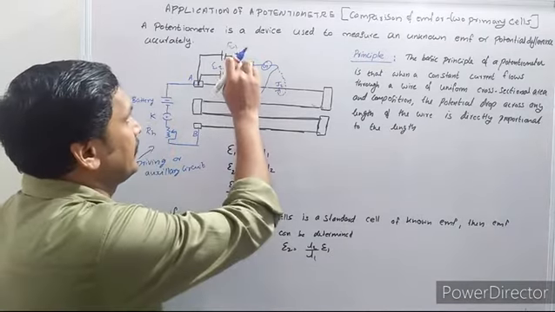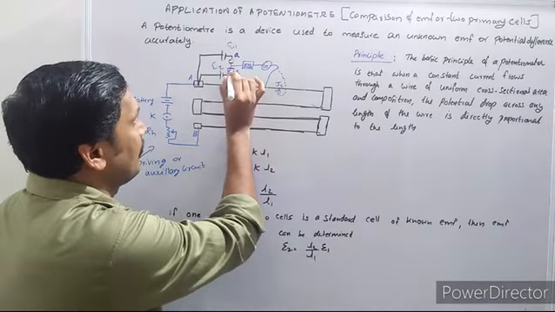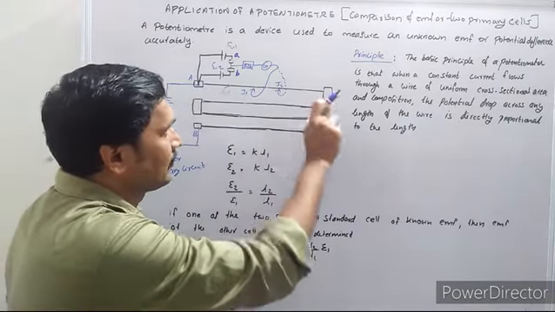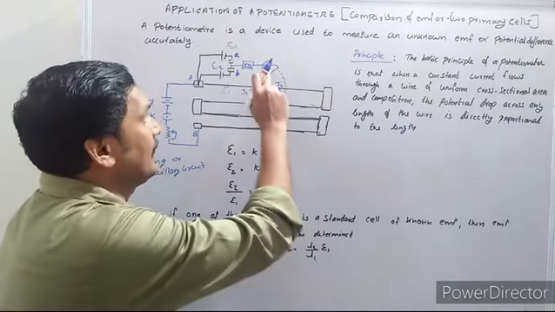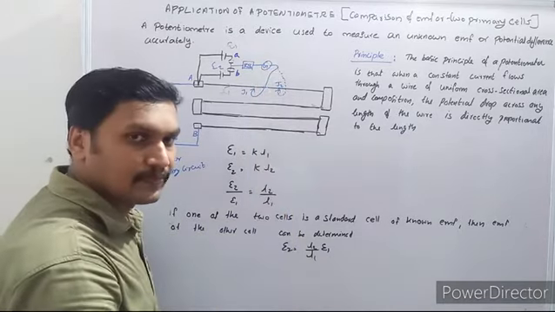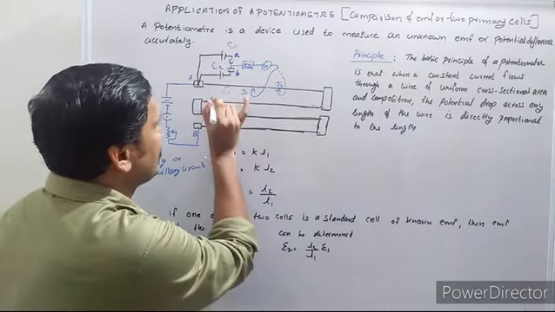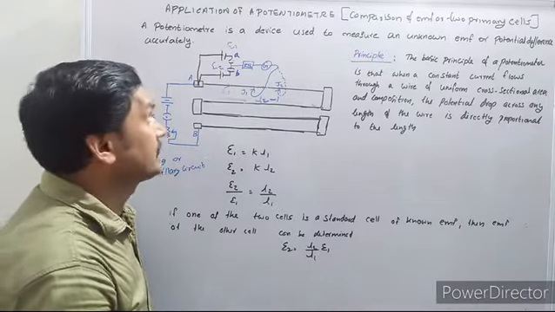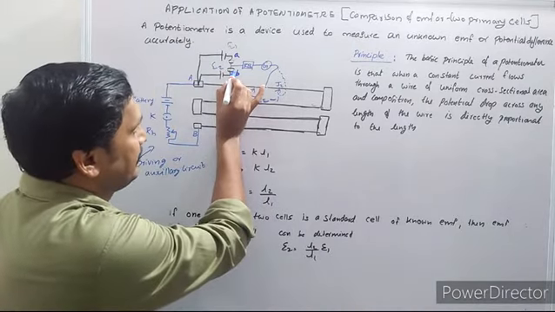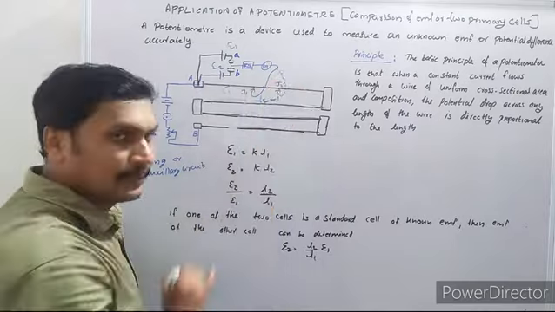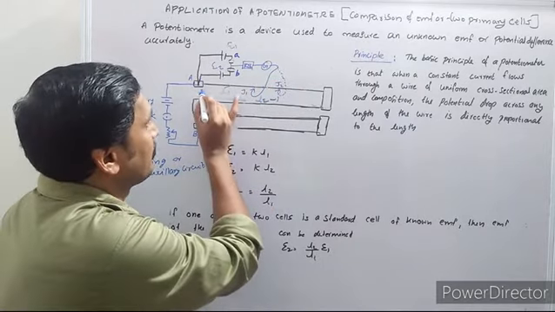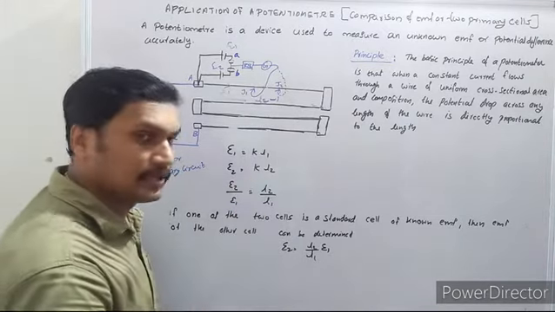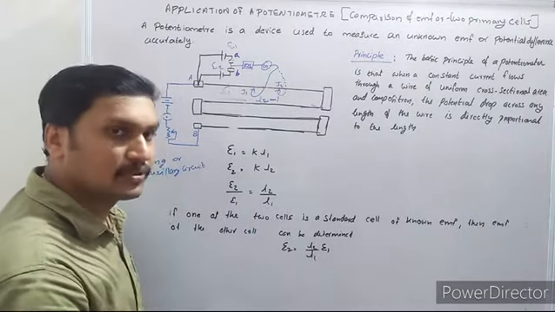After that, we take the plug key and insert it only at B. A is open now. Again, we slide the jockey through this potentiometer wire. Now it shows a null deflection when it reaches J2. Let's say the length AJ2 is equal to L2. Now the key is inserted at B, E2 is in the circuit and E2 balances the potential difference across AJ2. So we can write E2 is equal to K into L2.